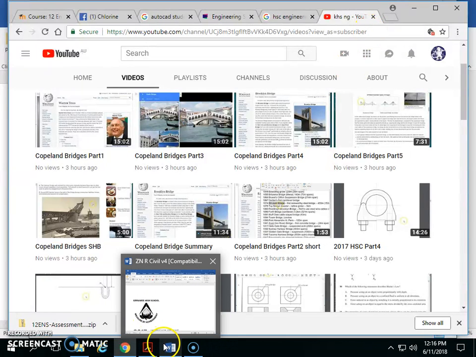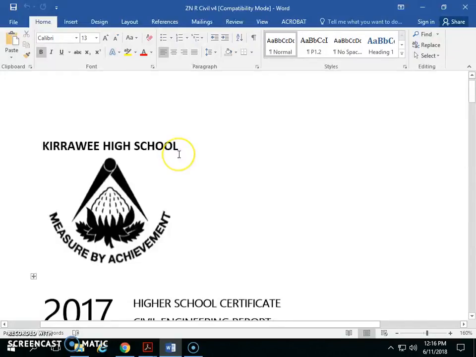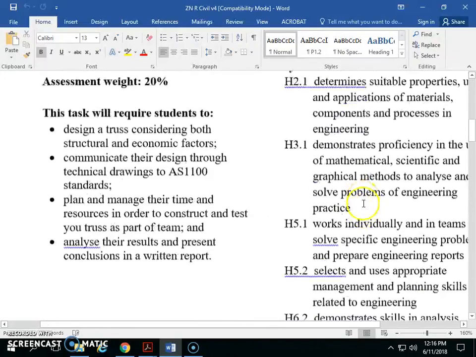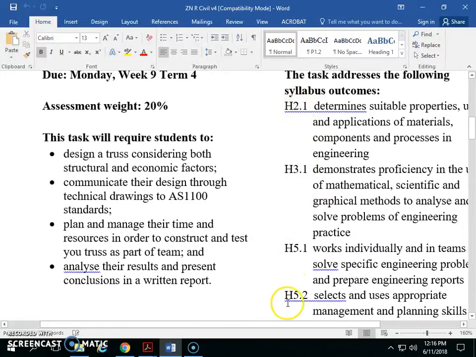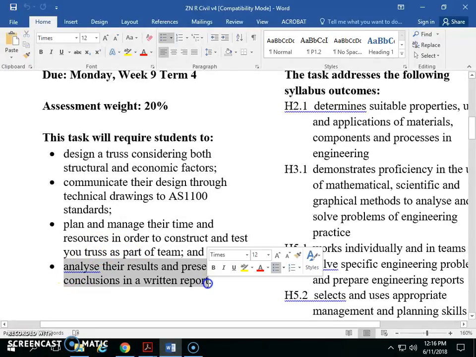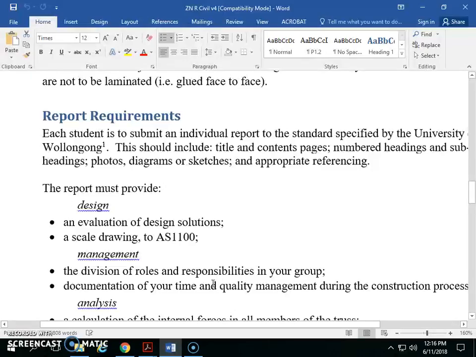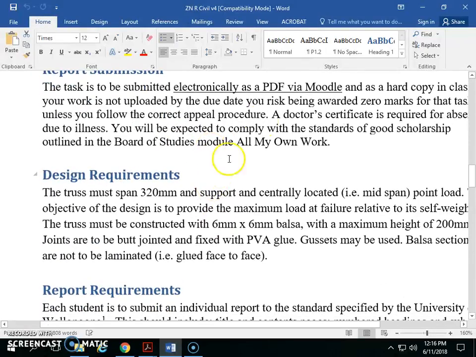Okay, so in the time I've got left for this video, I'm going to talk about the assignment. So we've talked about the assignment briefly. These are the different outcomes it requires us to do, and we're going to design a truss considering structural and economic factors. We're going to do drawings to AS 1100. We're going to plan our time and manage our time, record our management of our time, and then we're going to analyze our results.